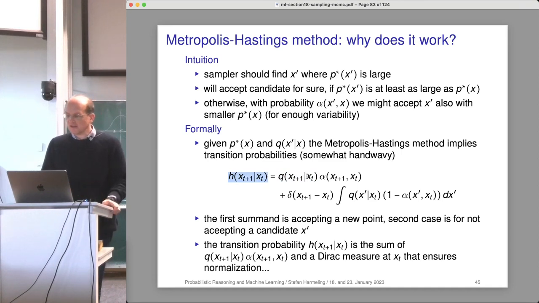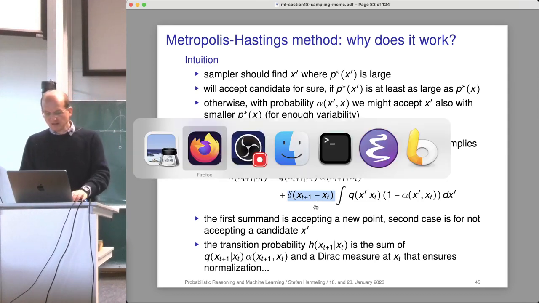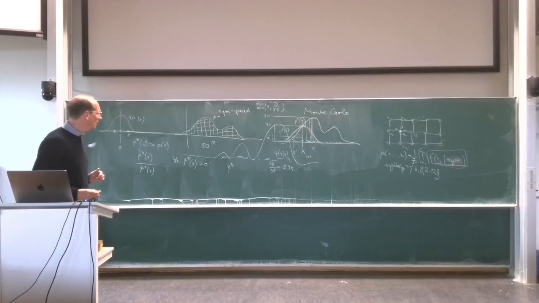However, now it's getting hairy, so what about this delta term here? The delta term is there because sometimes I'm not accepting the new value and I'm just staying where I am. And staying where I am can happen very often and can also get a large weight. So this point x_t gets some delta peak weight. Let me draw this maybe on the board.